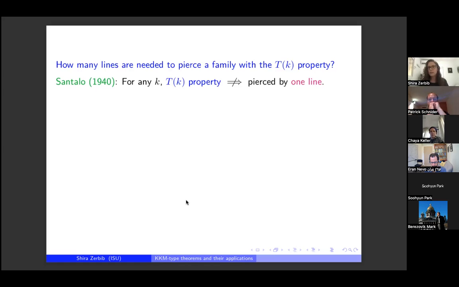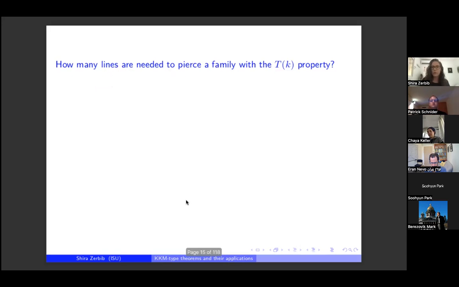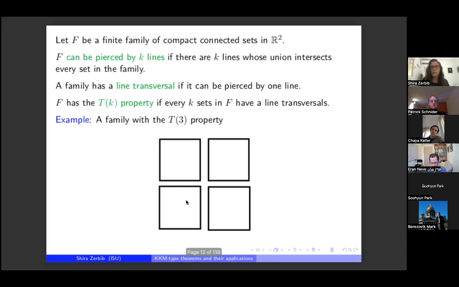Sorry, could you repeat what the TK property is, please? Yes. A family of compact connected sets in the plane is said to have the TK property if every time I look at K sets among this family, I find a line that intersects all these K sets. Understood, thank you.